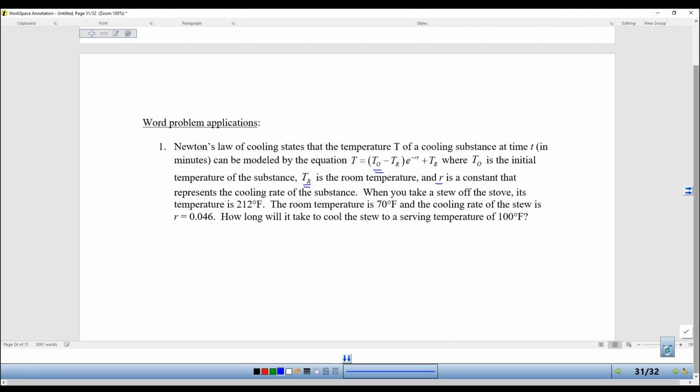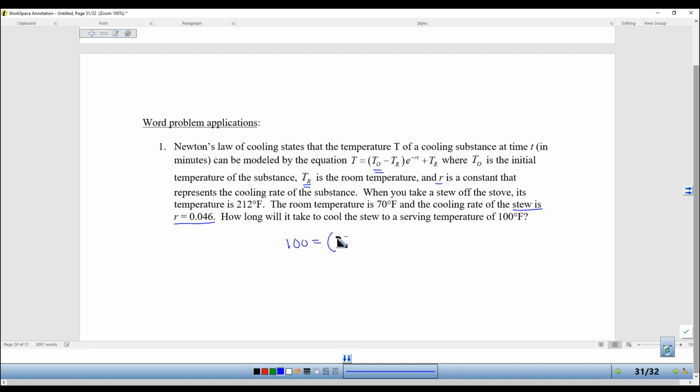Our problem is going to be dealing with a stew. So when you take the stew off the stove, its temperature is 212 degrees, and we're going to put it in a room that's 70 degrees. So stew specifically has an R value of 0.046. And we're going to use that to calculate how long it will take to cool the stew to a serving temperature of 100. So I want it to come out to be 100 degrees.